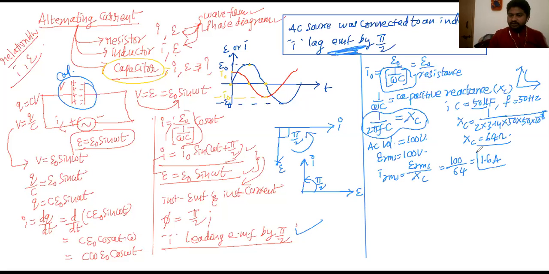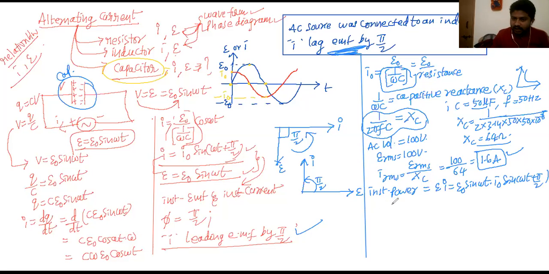So it's 1.6 ampere, my dear. Clear? Questions like these will be asked. Now, here itself, we know the instantaneous power, my dear students. Instantaneous power is equal to instantaneous EMF into current. Instantaneous EMF is E naught sine omega t, into instantaneous current, which is I naught sine omega t plus pi by 2.